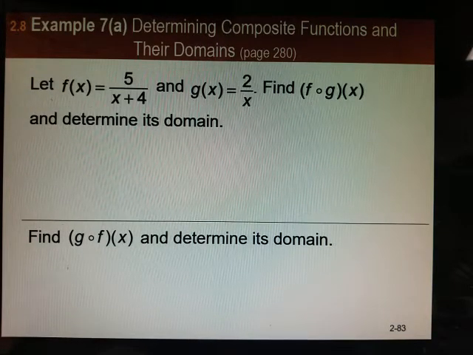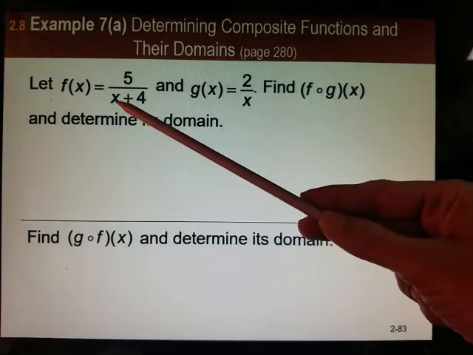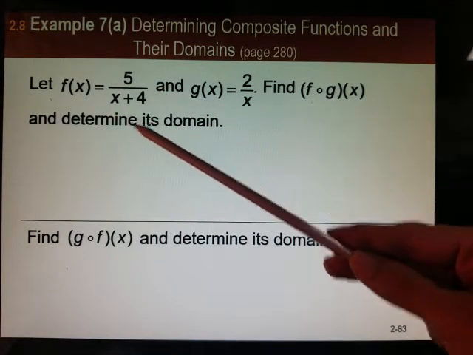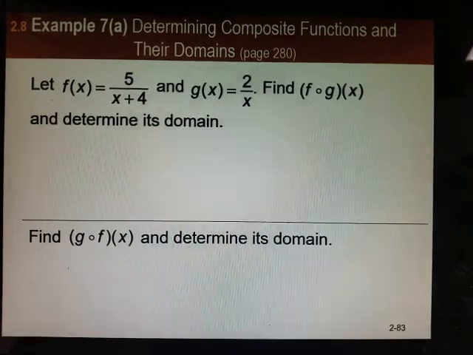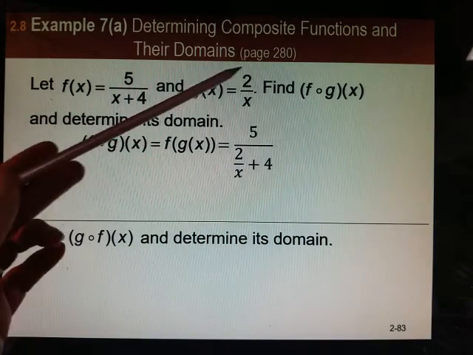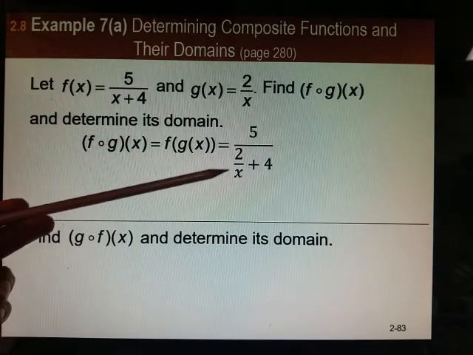All right, plugging in f of g of x and finding the domain again. So this first one's asking me to plug g into f. I want to plug this junk g in place of that x there for the f. So it's going to be 5 over 2 over x plus 4. So again, we've got to get that first step down. So that first step said plug g into f. So this 2 over x went in place of that. So 5 over the 2 over x plus 4.